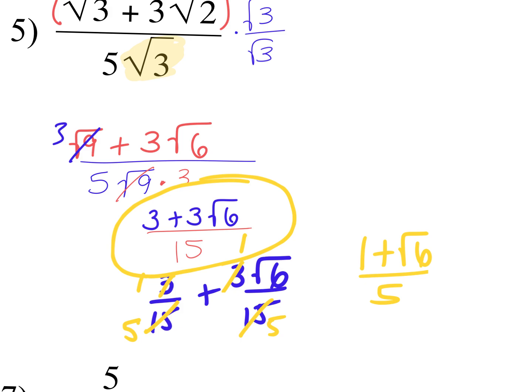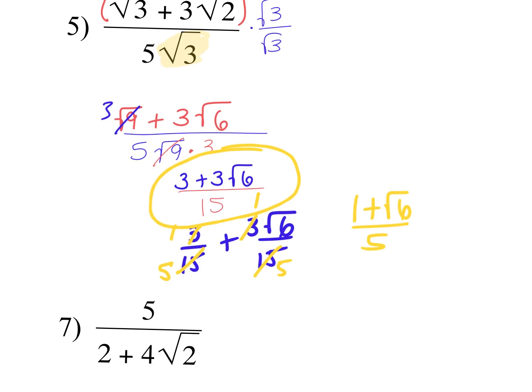We'll get to the simplifying part. We'll practice that a bit more. But I want you to really understand what you need to do in order to get the radical to go away. And then we'll get to the simplifying part.